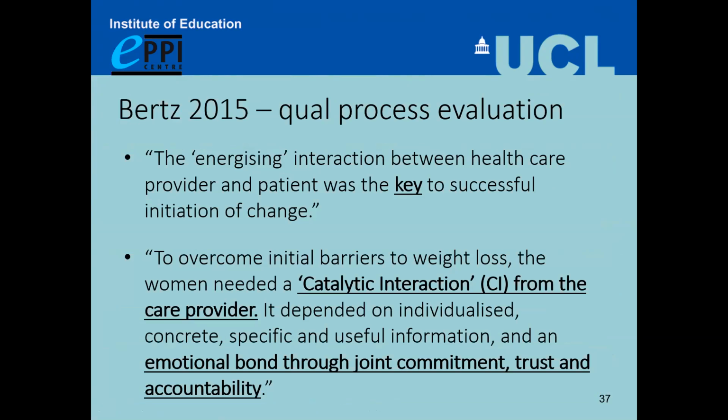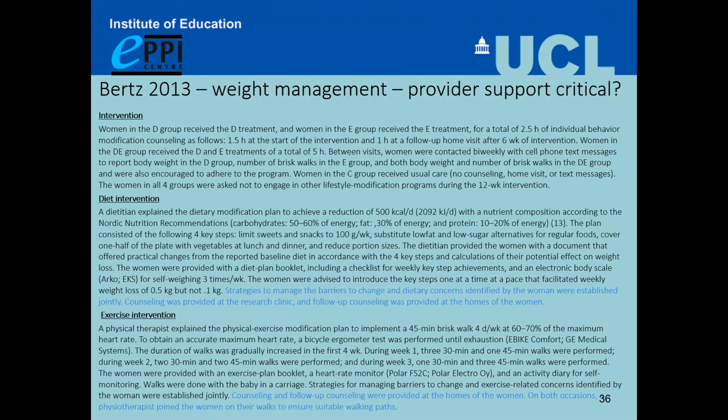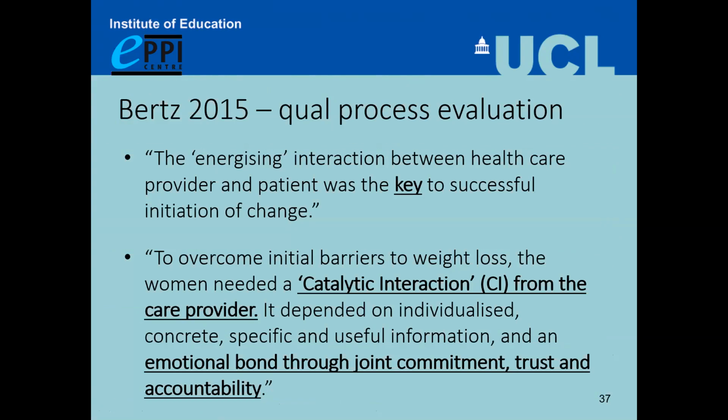But this is what people in this intervention described as the important points: the energising interaction between the healthcare provider and the patient being key to successful initiation of change. To overcome initial barriers to weight loss, the women needed a catalytic interaction from the care provider, which was built on an emotional bond through joint commitment, trust, and accountability.